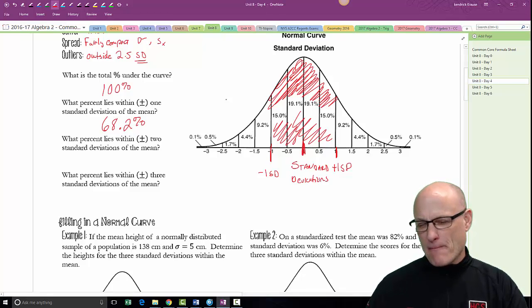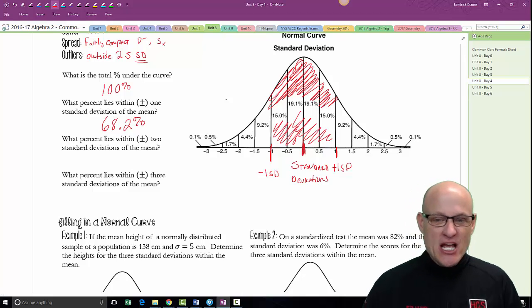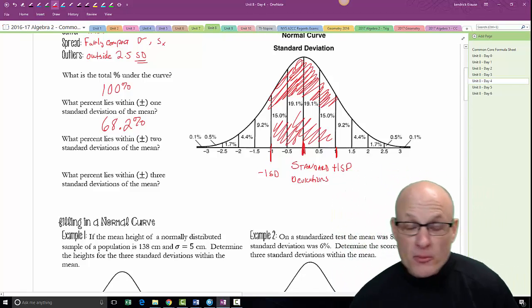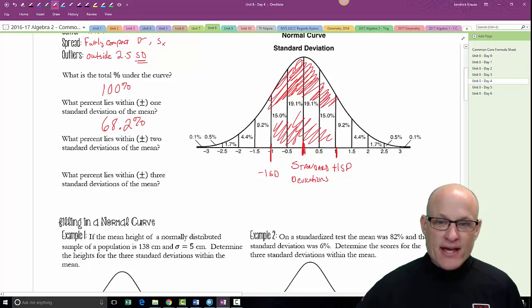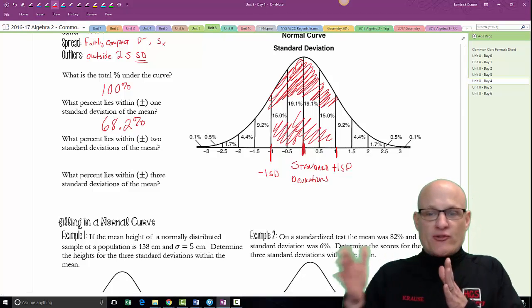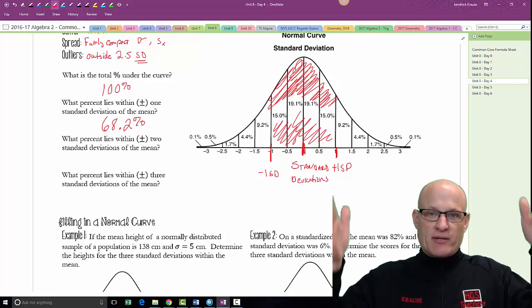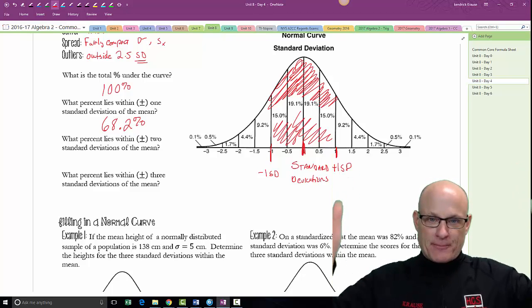So what does that mean? See that double entendre, mean? What does that mean about the mean? That's so funny. What that means is this: if data is normally distributed, then if I go up 1 standard deviation or down 1 standard deviation, I will get 68% of the population.